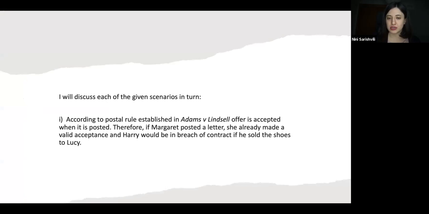According to postal rule established in Adams versus Linsell, offer is accepted when it is posted. So as we said before, after establishing there is an offer, we need to discuss acceptance. In this case, we're concerned with postal rule because the letter was posted, and we have to discuss the relevant authority for saying what is the legal position for postal rule. Adams versus Linsell says that when the letter is posted, that's when the acceptance takes place. If Margaret posted a letter, she already made a valid acceptance, and Harry would be in breach of contract if he sold the shoes to Lucy.